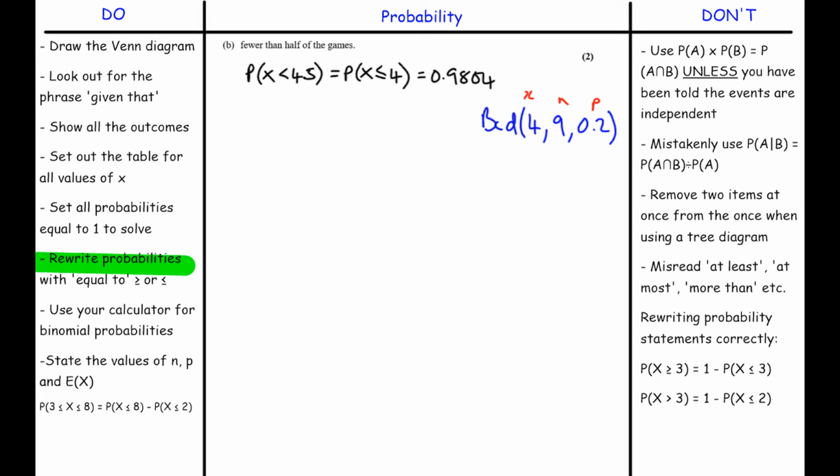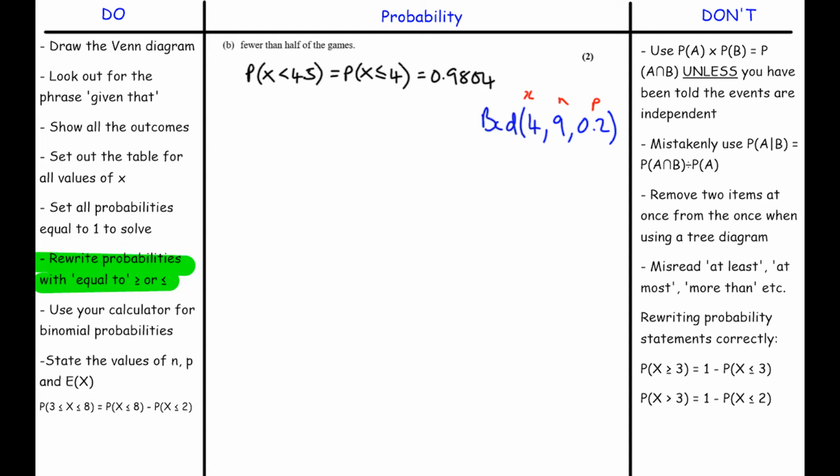Okay, rewrite probabilities with equals to. All right, so we're talking about the less than or equal to symbol or the greater than or equal to symbol. Here, we'll ask for fewer than half games, and naturally that turns into fewer, which is less than 4.5 games. 4.5 is a non-integer, so we turn that into less than or equal to 4. This is the preferred form.